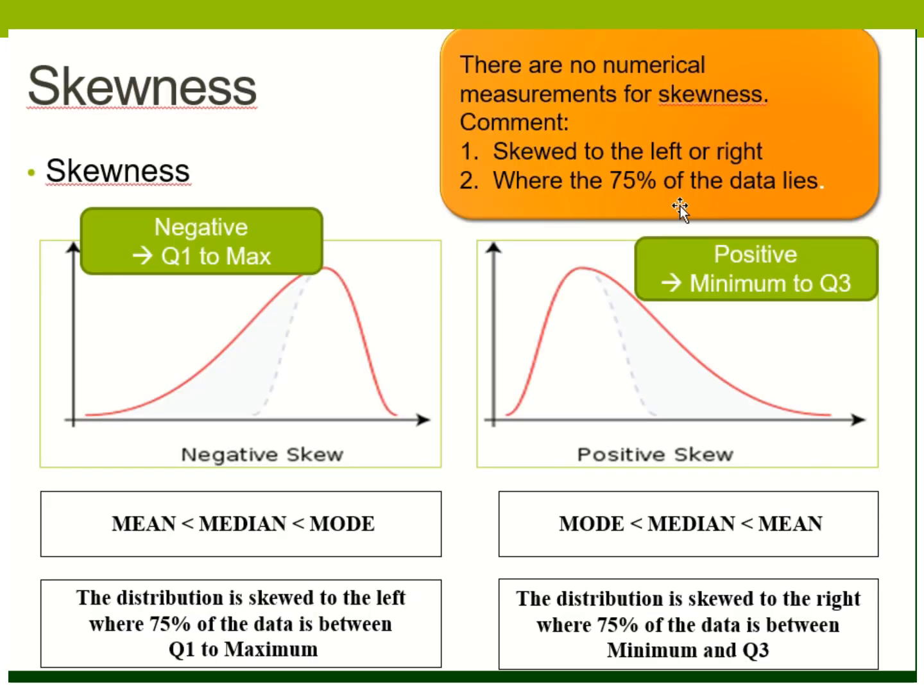All right. So I want you to comment this way. You can comment in point form, no problem. You can straight away write negative skew, skew to the left. Next point, 75% of the data is from here and here. No problem. You don't need to write it as a whole sentence.